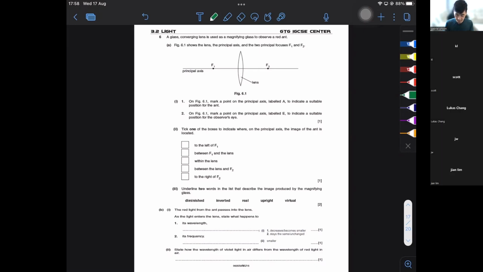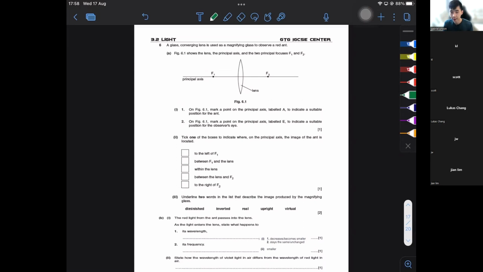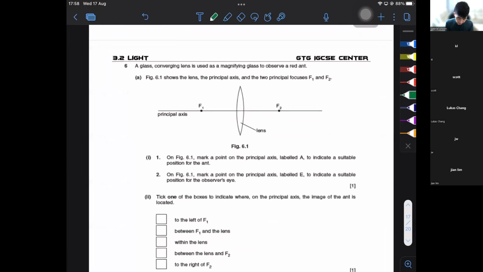Okay, guys. Final question before we end the day. If you look at this question here, a glass converging lens is used as a magnifying glass. This always comes up in your exam. Figure 6.1 shows the lens, the principal axis and two principal focus, f1 and f2. On figure 6.1, mark a point on the principal axis, label it A, to indicate a suitable position for the object. Like I mentioned just now, where should it be placed, Scott? Where should I place my object in order for this lens to behave like a magnifying glass?